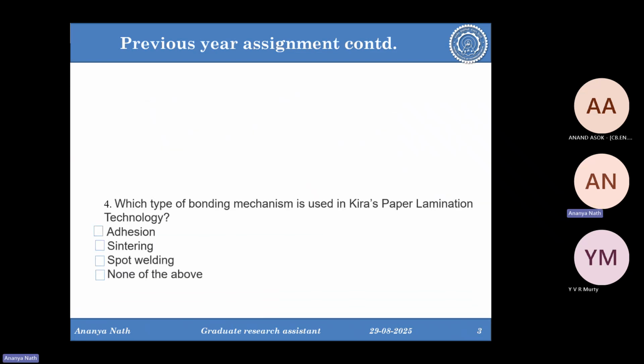Which type of bonding mechanism is used in Kira's paper lamination? Yes, a binder is used. So it's toner kind of adhesion only. Adhesion.